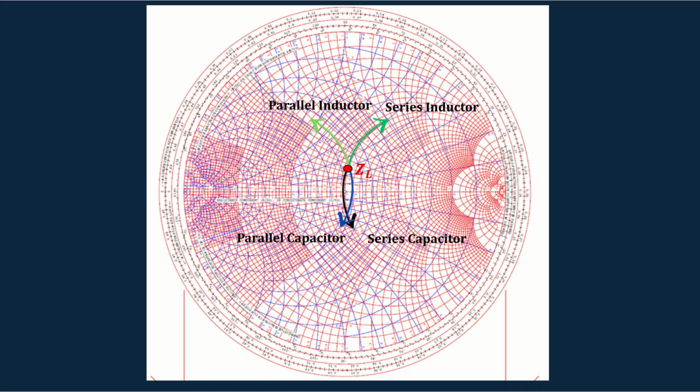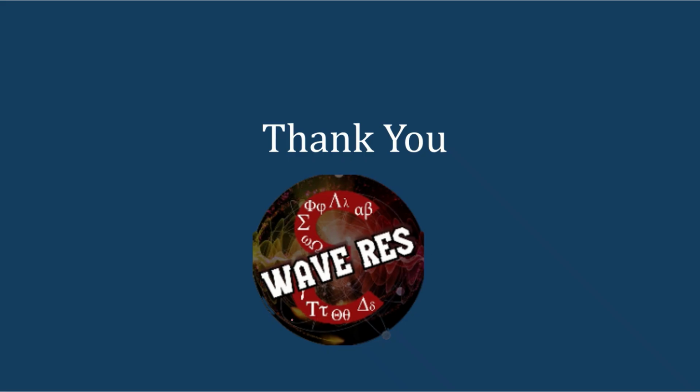So that is the importance of the impedance and admittance chart in the Smith chart. I hope you get some idea about what is meant by the impedance and admittance chart, and how you can identify the total input impedance if an inductor or capacitor is added in series or parallel.